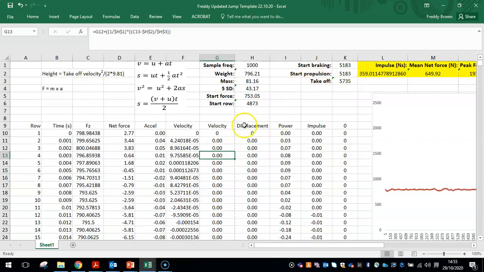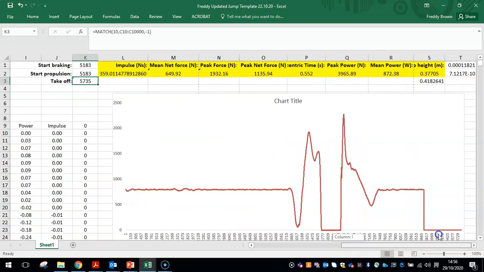So we define takeoff as when there's less than 10 newtons of force on the force plate. So this is a bit of Excel formula saying, please look for a bit where it drops down below 10 in this force column. And when it does, give us match. So give us the reference. How many rows down is it? So then we know that if we go 5,000 rows down, then we will find the cell which was basically the last cell before the athlete then completely takes off.